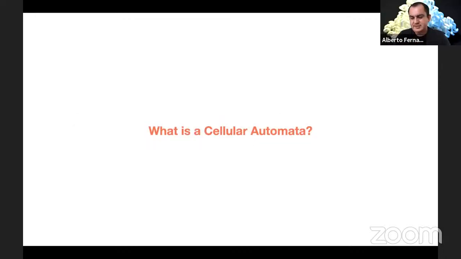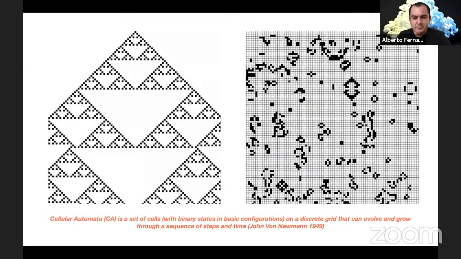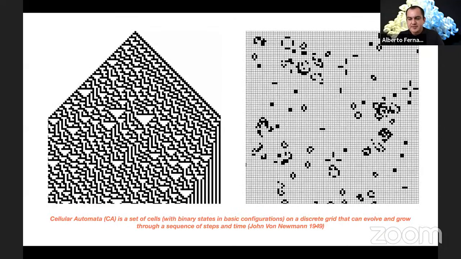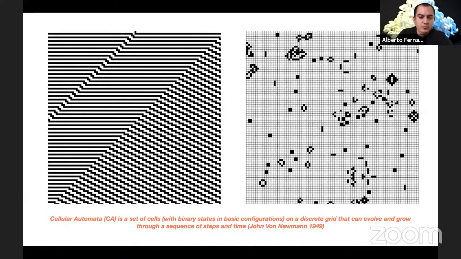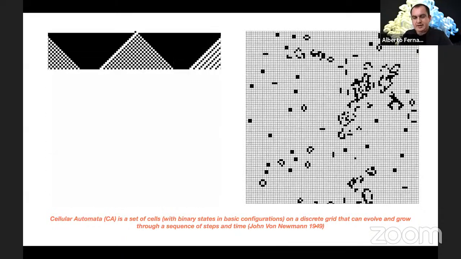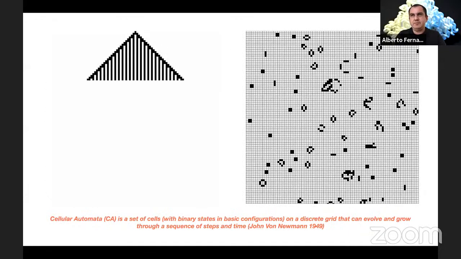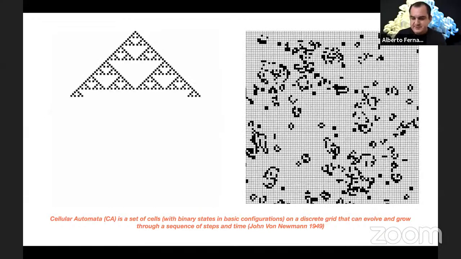So what is a CA? Well, a CA is a set of cells with binary states, in basic configuration 0 and 1, mainly on a discrete grid that can evolve throughout a sequence of steps and time. It was first developed by John von Neumann, a Hungarian mathematician, who tried to develop a self-aggregated system for different purposes.